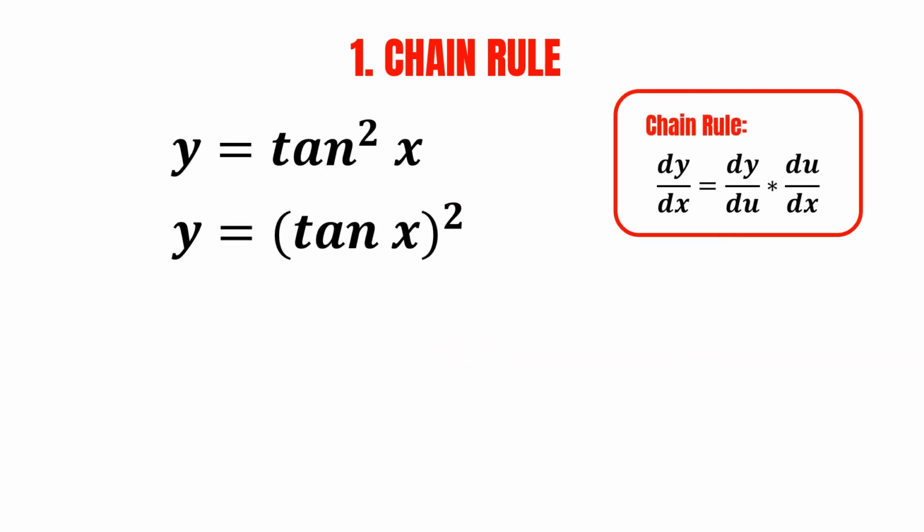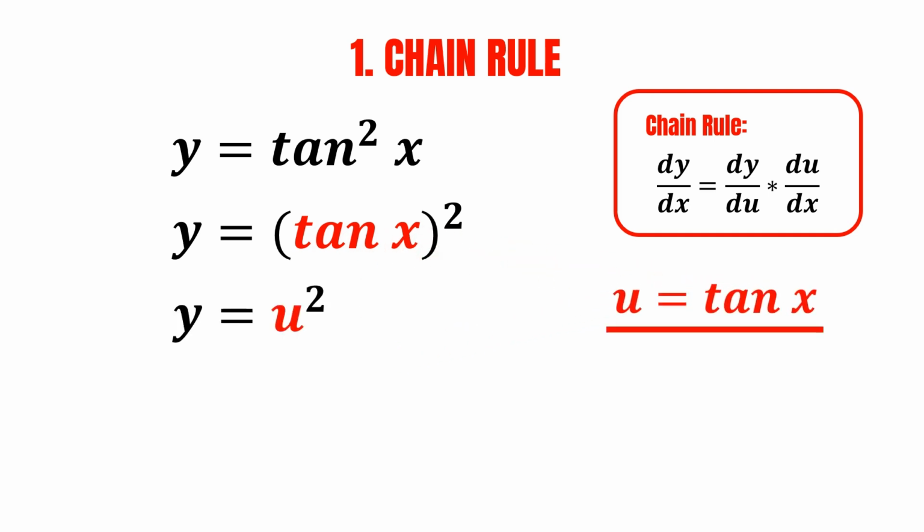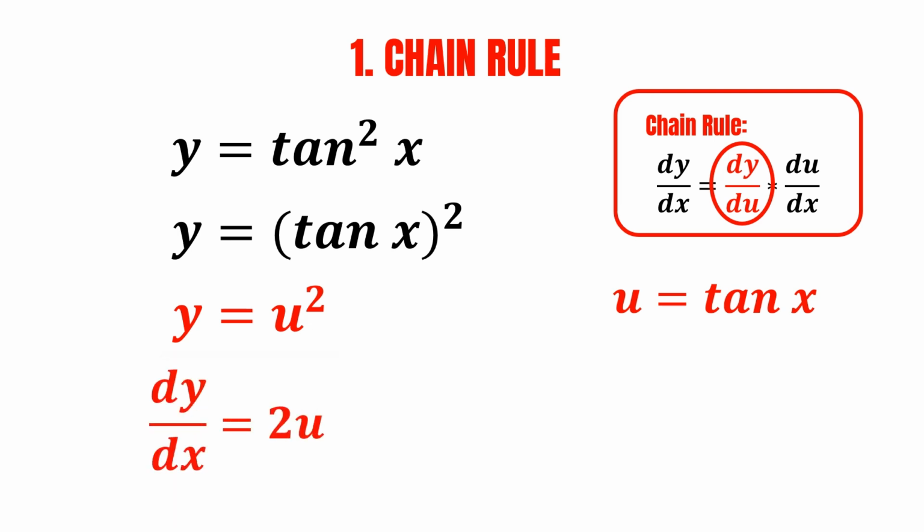By using the chain rule, we let the inner function, which in this case is the tangent of x, be represented as u. Since we have u equals tangent of x, we can rewrite the function as y equals u squared. According to the formula of the chain rule, we will first have to figure out dy over du, which can be obtained by taking the derivative of this equation with respect to u. We can do this by using the power rule, and we get its derivative as 2u, where the u is actually tangent of x, so we replace it into the equation.